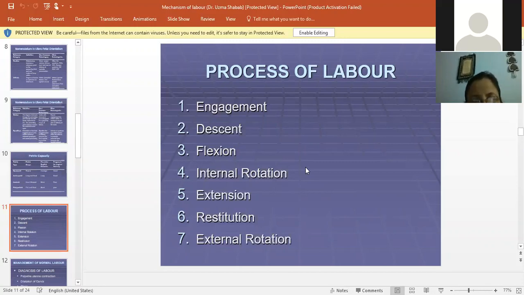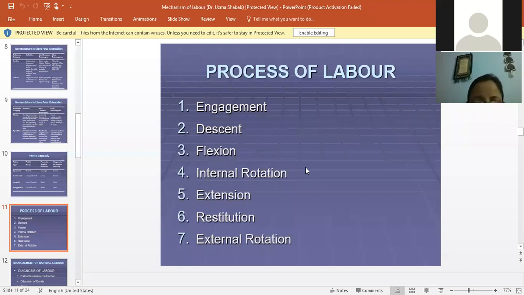After flexion, internal rotation occurs. Why does internal rotation occur? Internal rotation occurs in order to help the head pass through the pelvic outlet. Because of this internal rotation, the smallest diameter of the fetal head comes through the pelvic outlet. After internal rotation, extension occurs.